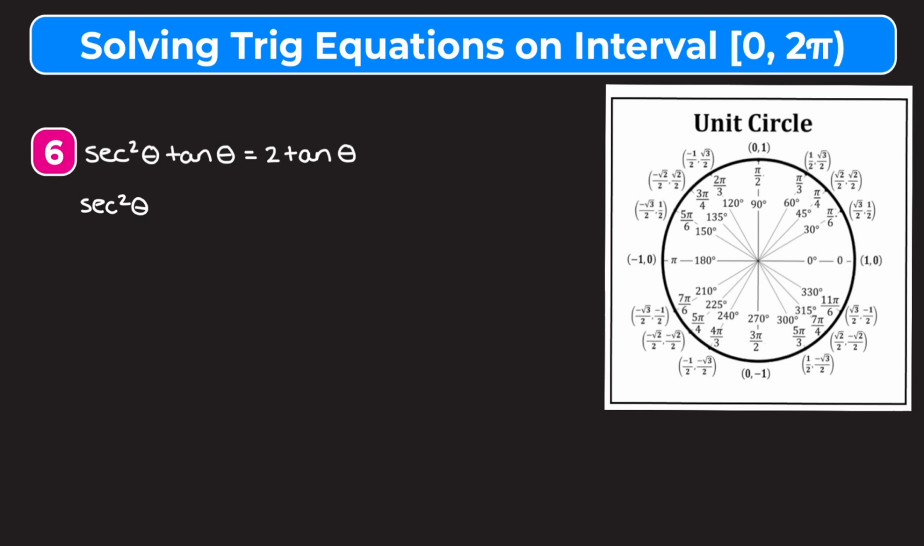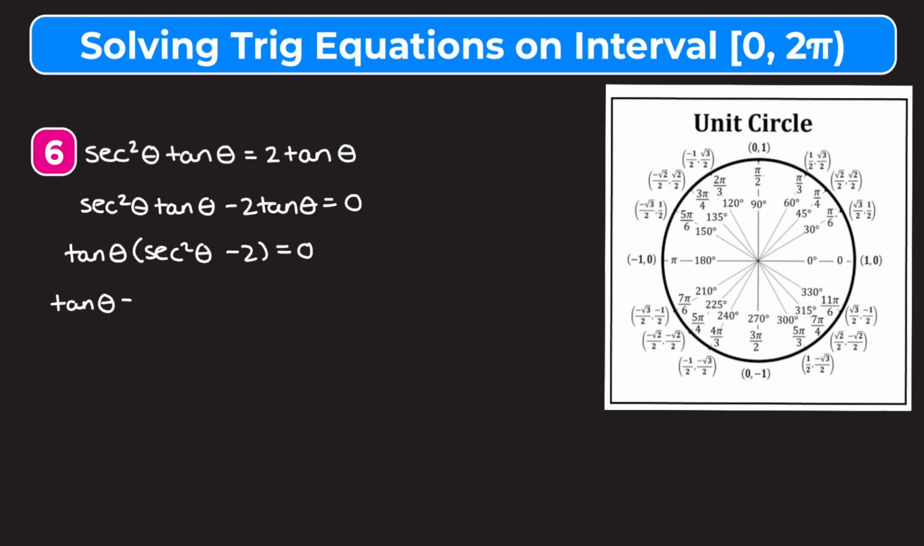So we're going to have secant squared theta times tangent of theta. We're going to subtract the 2 tan theta over to the left side of our equation. And now we're going to factor out a tangent of theta. So we're going to have a tangent of theta times secant squared theta minus 2 is equal to 0. And now it doesn't matter that we have two different trig functions because we have two factors that are being multiplied together. So we can set each factor equal to 0 and solve them separately.